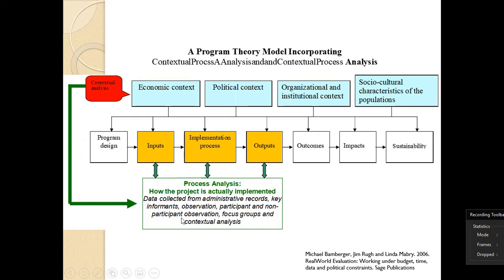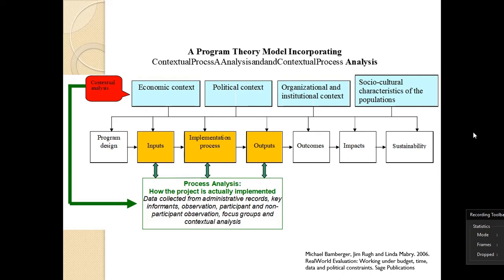So Bamberger and others give you this kind of arrangement on how applications of real world evaluation can be done. So you have context analysis, which is economic, which has to do with budget; political, which has to do with political constraints; you have organizational and institutional context; and then you have social cultural characteristics. But under each of these, all of these influence the program design, inputs, implementation, outputs, outcomes, impact, and whether the results of a certain project would be sustainable or not.